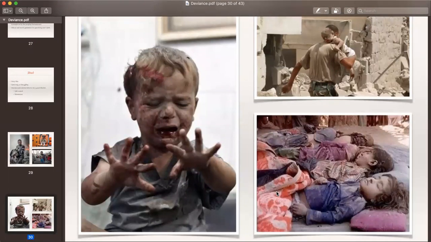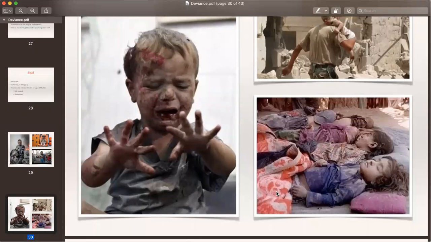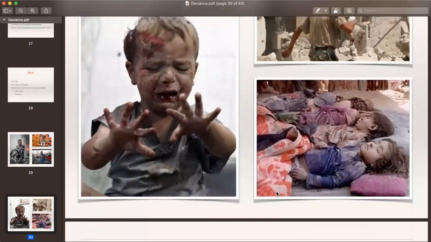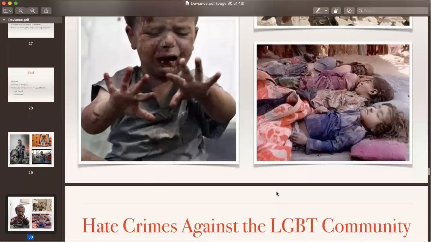This is what happens when we treat people as if they're the other. This is what happens when we dehumanize populations and we turn a blind eye to the atrocities that are taking place throughout the world.